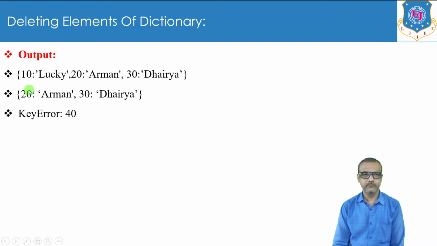See, this is the output. For key 10 we have Lucky, for key 20 we have Arman, for key 30 we have Dhairya. And if we remove this key-value pair, then we have this as output. And if you remove D of 40, as key 40 is not available in the dictionary D, we will have an error, that is key error 40.